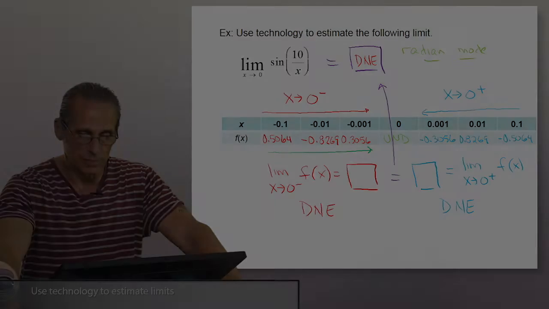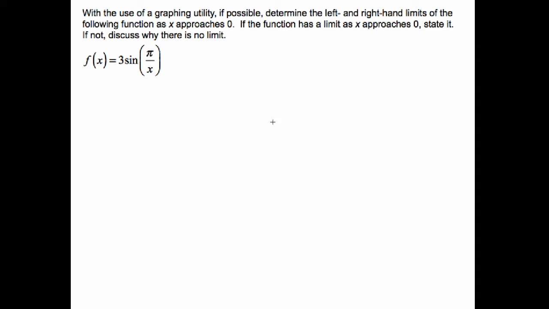With the use of a graphing utility, if possible, determine the left and right-hand limits of the following function as x approaches 0. The function we have is f of x equals 3 times the sine of pi over x. If the function has a limit as x approaches 0, state it. And if not, discuss why there is no limit.